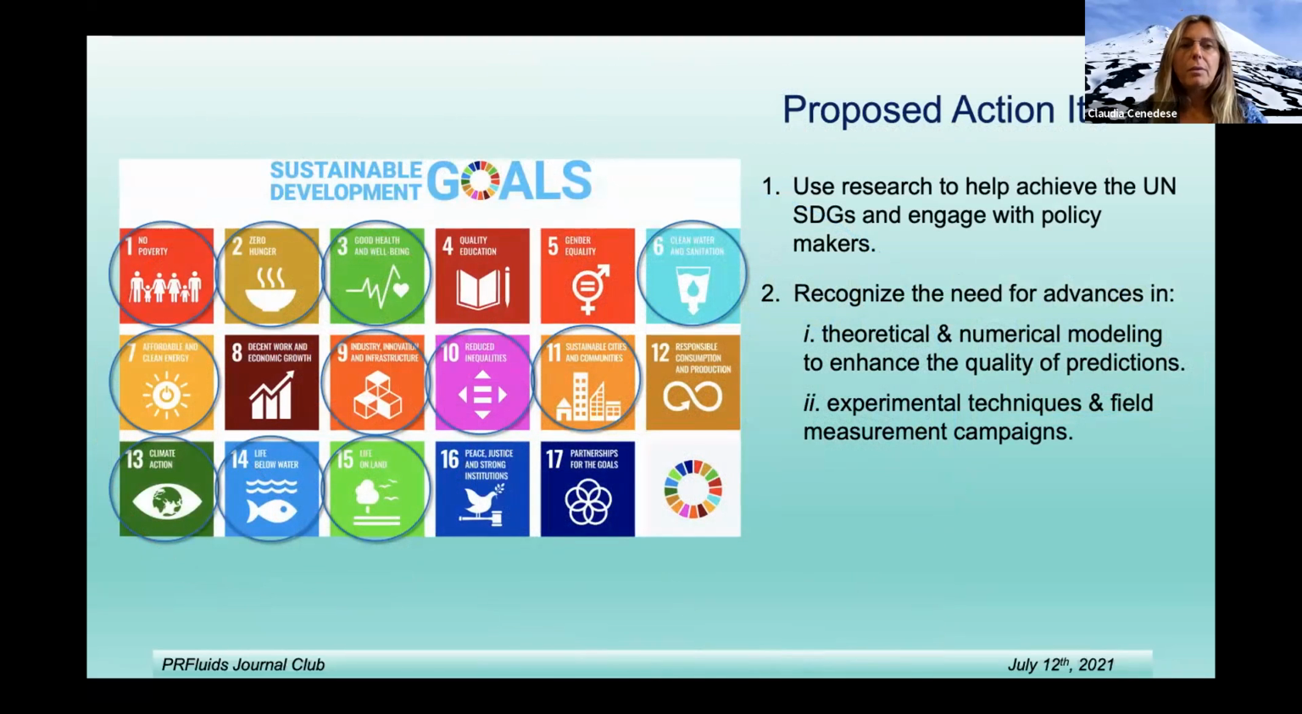So finally, we'd like to share some of our collective thoughts on how we should proceed in the next decade. And we have 3 proposed action items. First, as you heard throughout this presentation, we should aim to use our research to help achieve the United Nations Sustainable Development Goals. You've seen this graph many times. And engage with policymakers so that we can all support informed decisions.